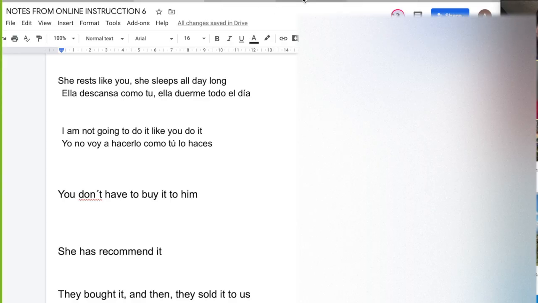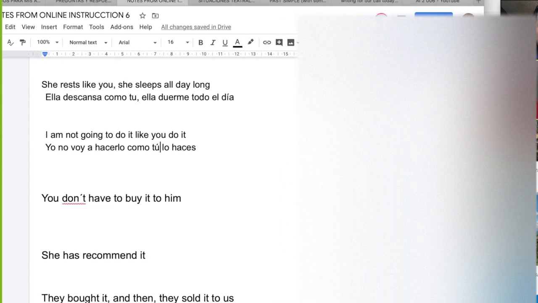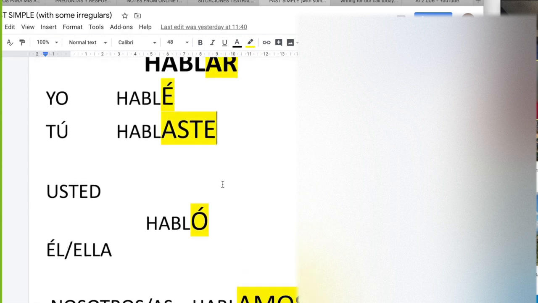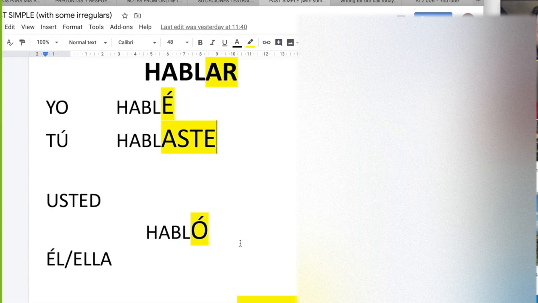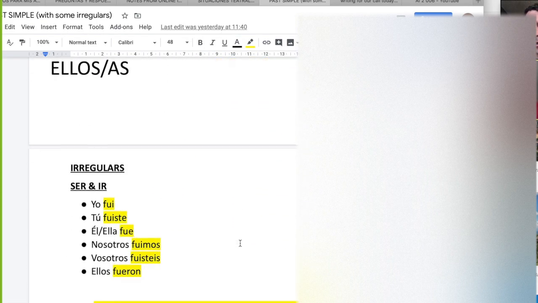Yo sé Montserrat porque visito Montserrat. No, no. Aquí, ¿eh? This is a past tense. Completely in the past. Porque yo visité Montserrat en mi hermanos aniversario. Aniversario, cumpleaños. Cumpleaños es birthday. Cumpleaños. Vale.